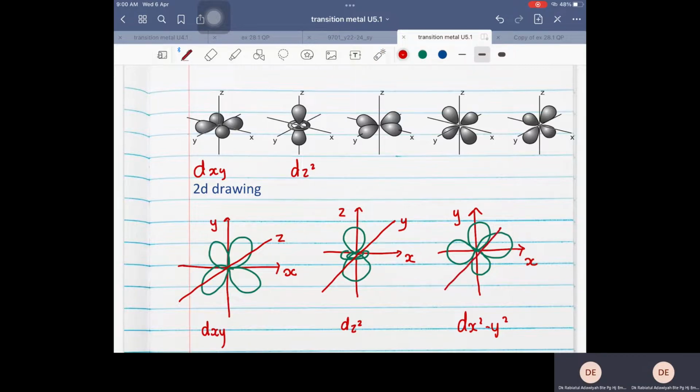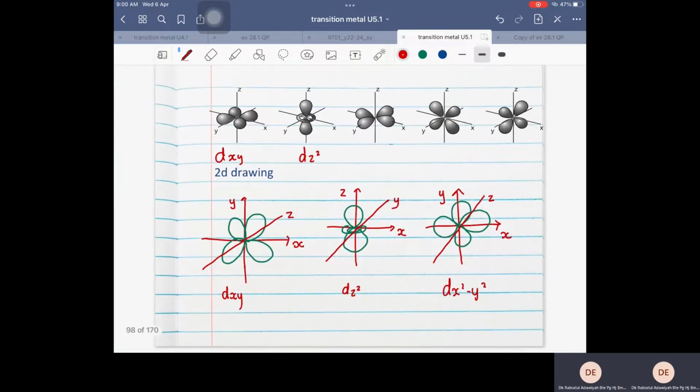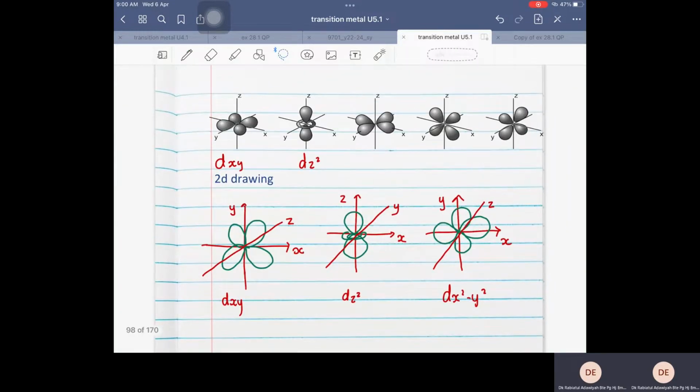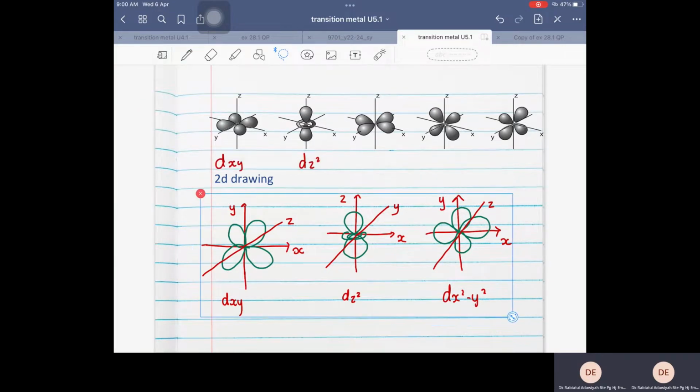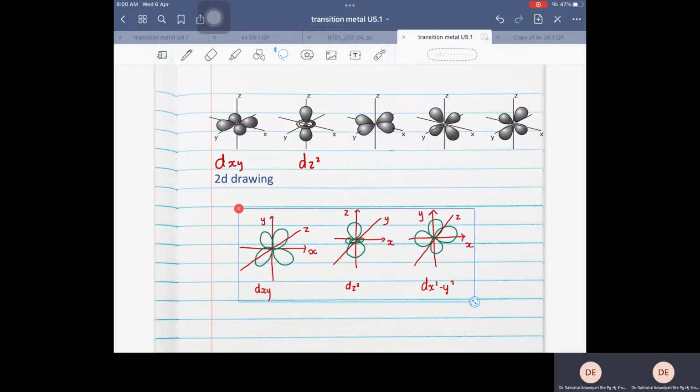I just draw it diagonally. Sorry, z. Yes, thank you. I just draw it diagonally. Next is xz. I will make it smaller so that I can fit everything in here.